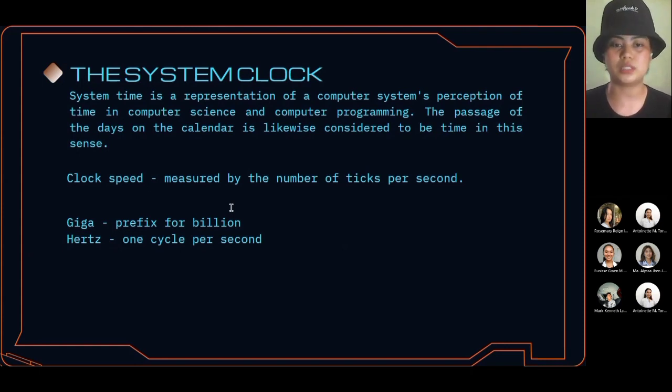Current personal computer processors have clock speeds in the gigahertz range. Giga is a prefix that stands for billion, and hertz is one cycle per second. So 1 gigahertz is equal to 1 billion ticks of the system clock per second. A computer that operates at 3 gigahertz has 3 billion clock cycles in 1 second. The faster the clock speed, the more instructions the processor can execute per second. The speed of the system clock is just one factor that influences a computer's performance. Other factors will be discussed further in this presentation.